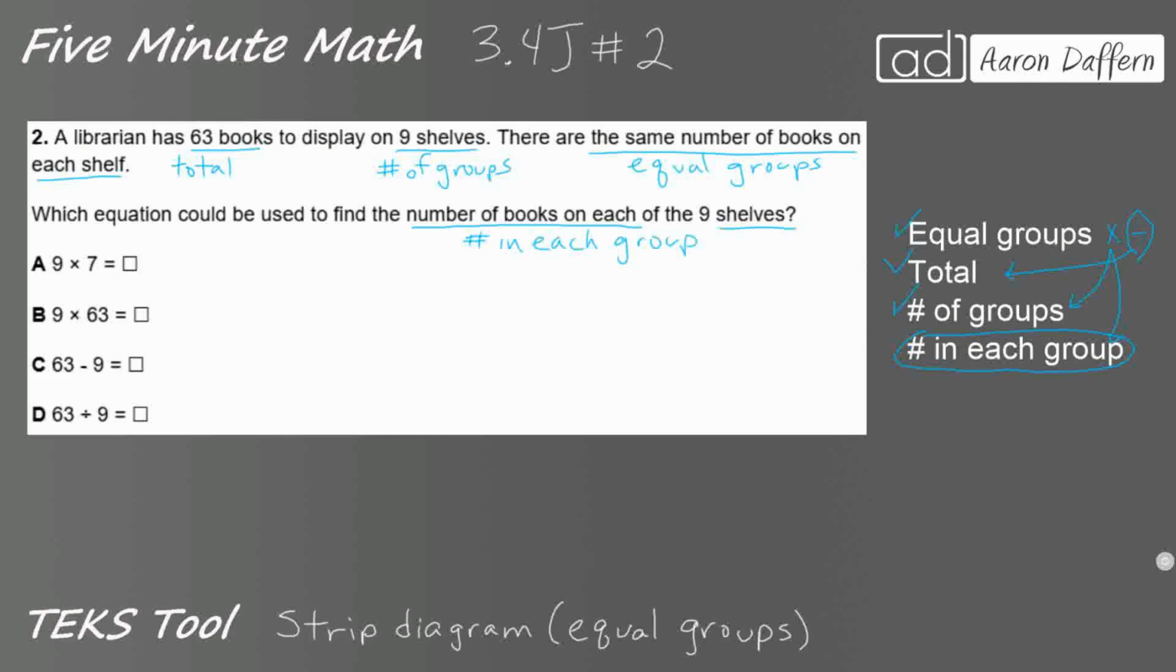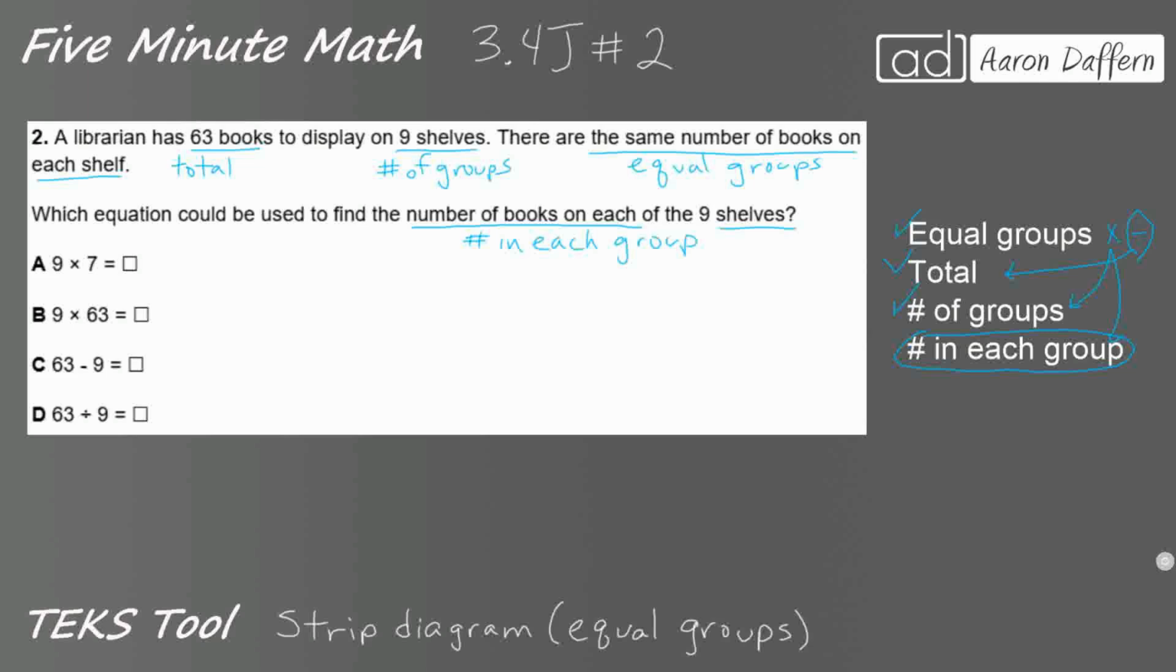All right, so now that we know what kind of problem we're dealing with and how we can attack it, let's draw a strip diagram. Our answer is going to need to be an equation, but the strip diagram can help us write equations. In fact, the strip diagram can help us write 4 equations, one of which will be the one that we need. So let's see what we have here. We've got 63 is our total.